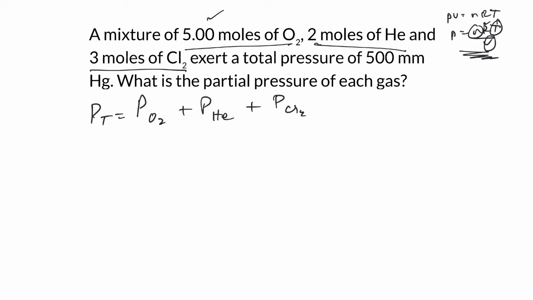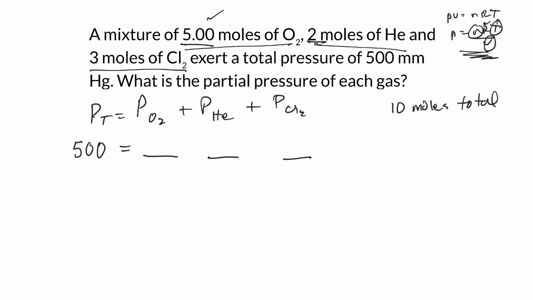So if they tell me that the total pressure is 500, then if I add these pressures up, they have to come out to 500. We know that there is a relationship between moles and pressure. So what I can do here is just add up how many moles I have. So I've got 5 plus 2, 7 plus 3 is 10. So I have 10 moles total.